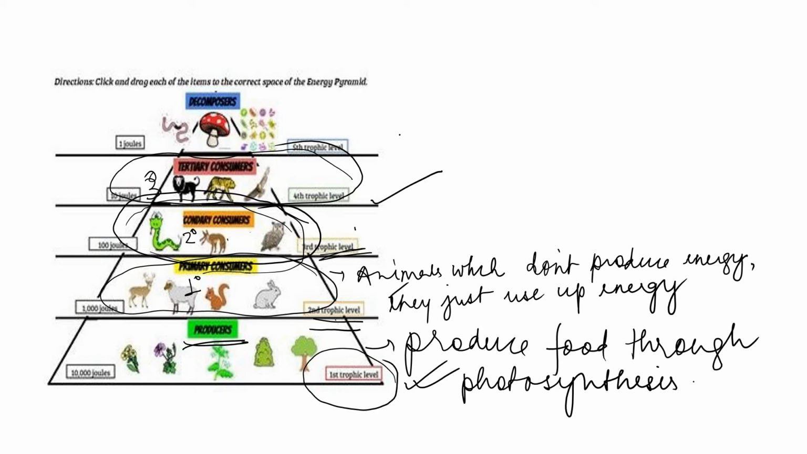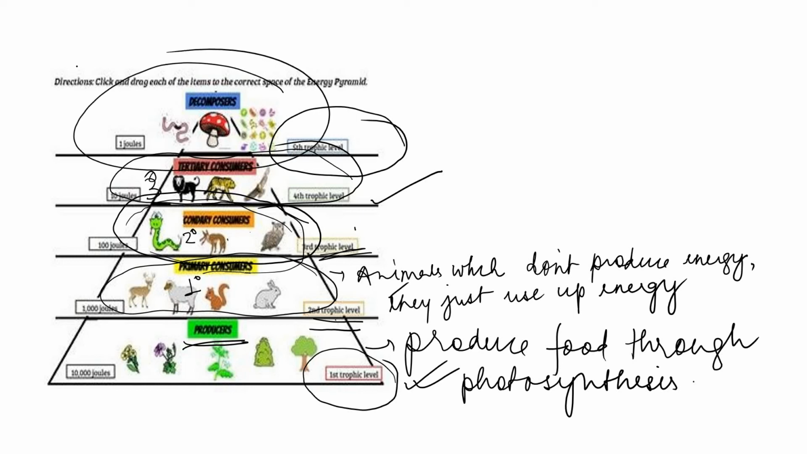Now who will come in the picture? Then the fifth trophic level, that is the decomposers, will come in the picture. What will the decomposers do now? These decomposers are microorganisms. What will they do? They will eat these big organisms. In which way? So these animals will die. These big carnivores, they will die.